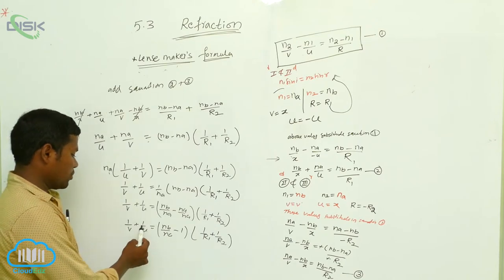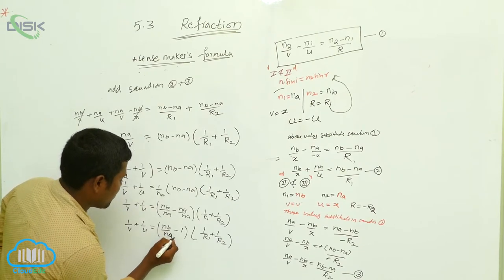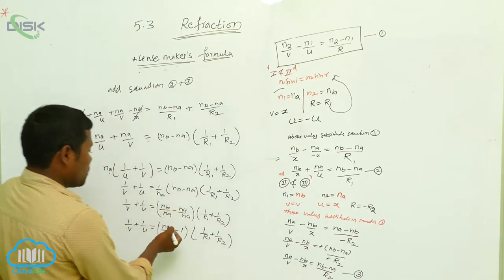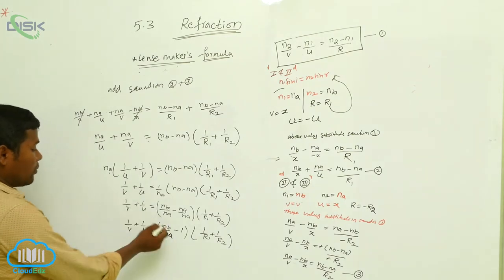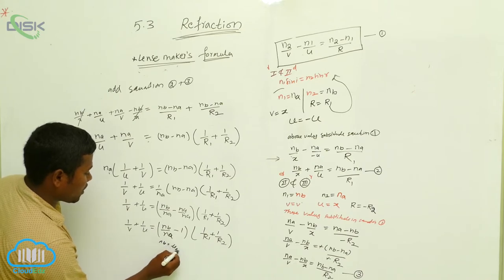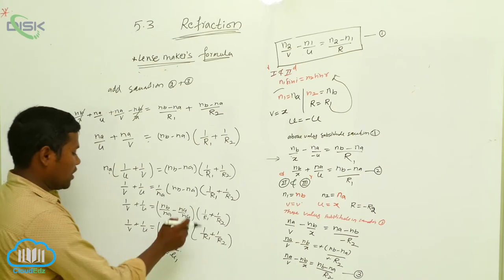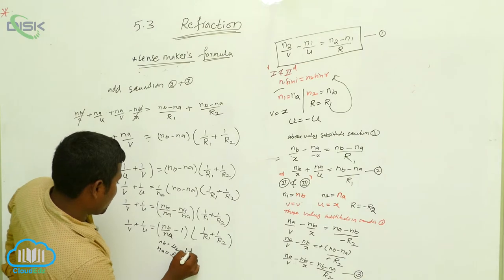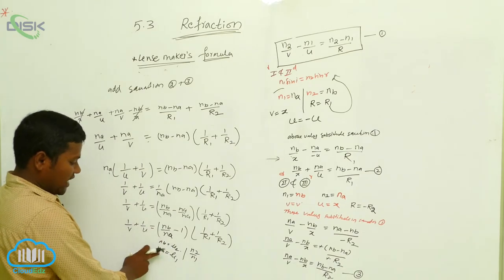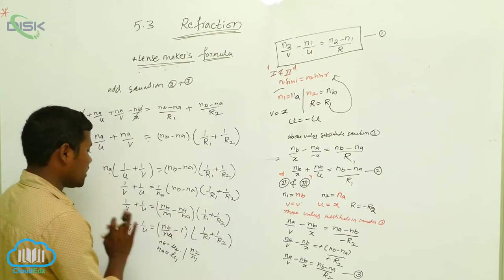Okay, here 1 by V plus 1 by U equal to NB by NA, not C, this is A. Means this is second medium, this is first medium, minus 1 into 1 by R1 plus 1 by R2. So this is NB by NA. See, instead of taking NB, you can take mu2 also, NA is mu1. In your textbook it is like this only. Or else you can take N2 by N1 also, all are same only. Among these you can consider anything, no problem.